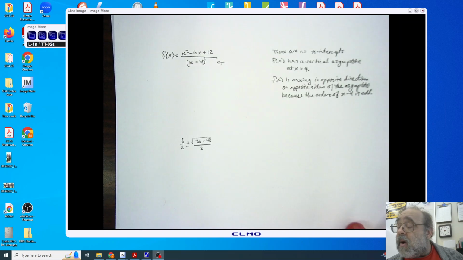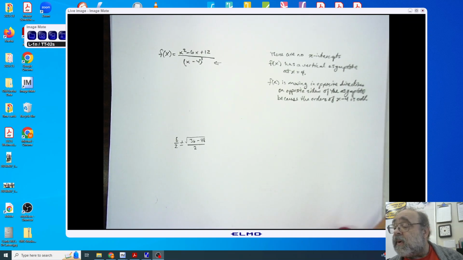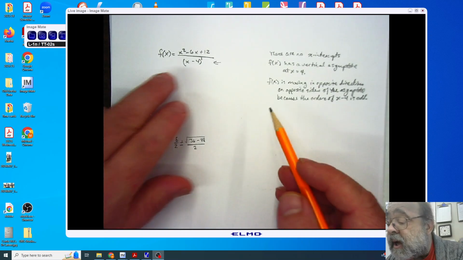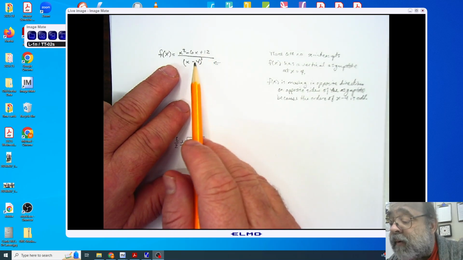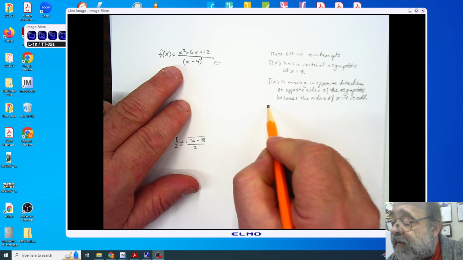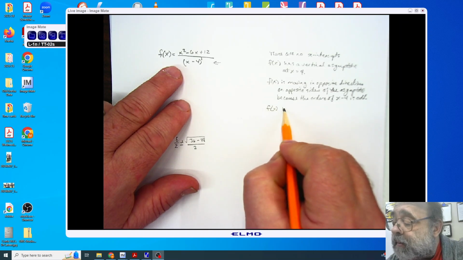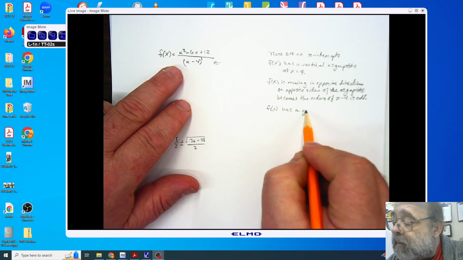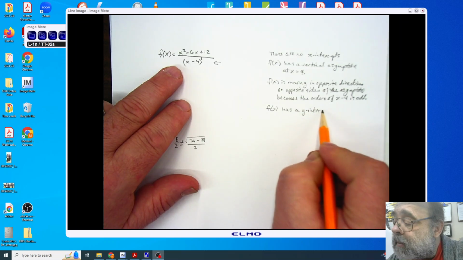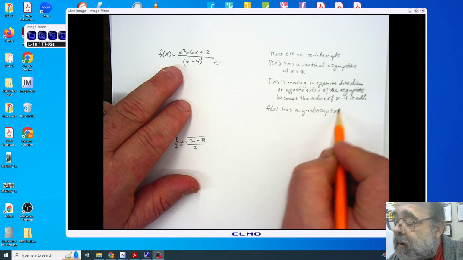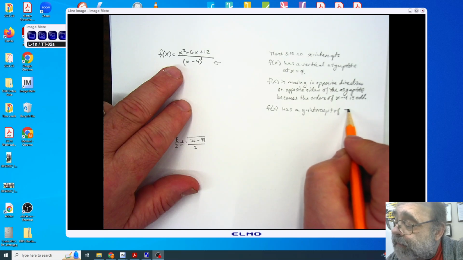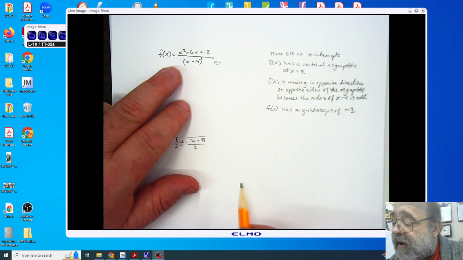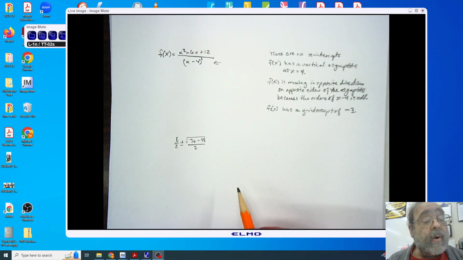All right, so we now have that there are no x-intercepts. We have our vertical asymptote. Let's find our y-intercept, shall we? If I let x equal 0, you'll notice I get 12 over negative 4. So f of x has a y-intercept of negative 3. Once again, it is a y value. This is when x is equal to 0.